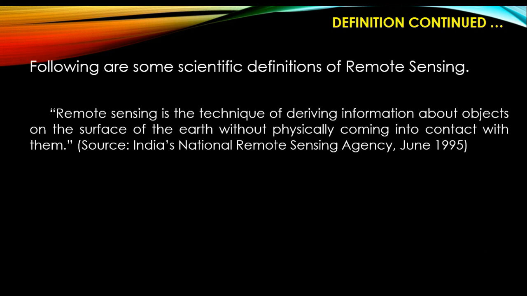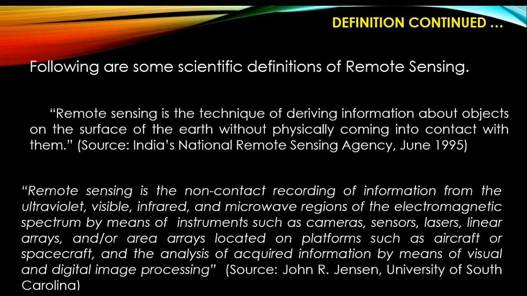According to John R. Jensen, University of South Carolina, remote sensing is the non-contact recording of information from the ultraviolet, visible, infrared and microwave region of the electromagnetic spectrum by means of instruments such as cameras, sensors, lasers, linear arrays and/or area arrays located on platforms such as aircraft or spacecraft, and the analysis of the acquired information by means of visual and digital image processing.